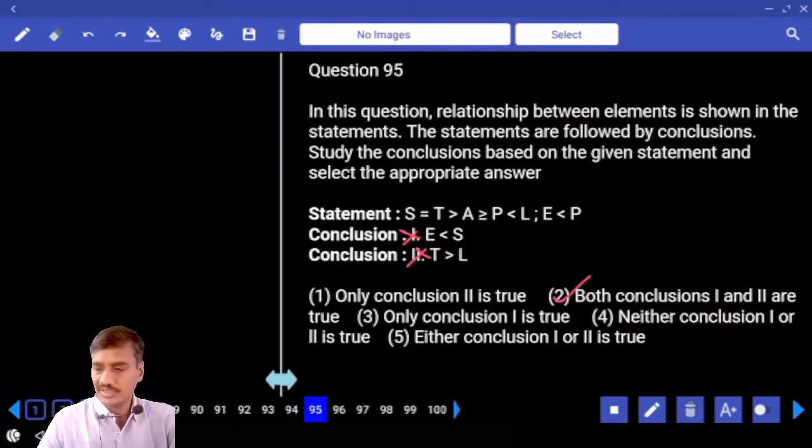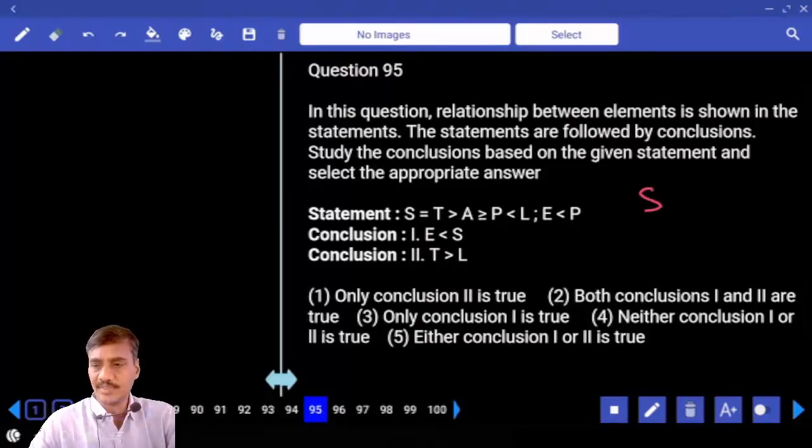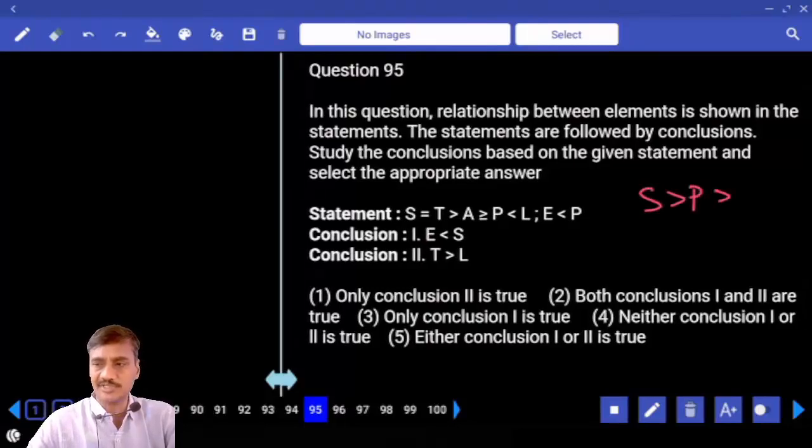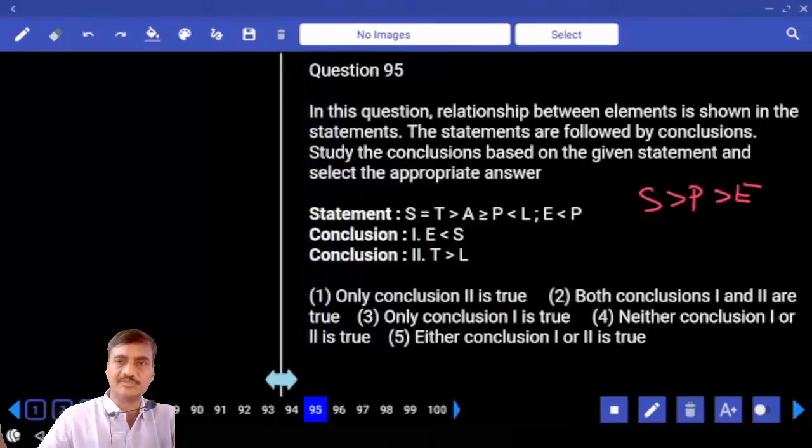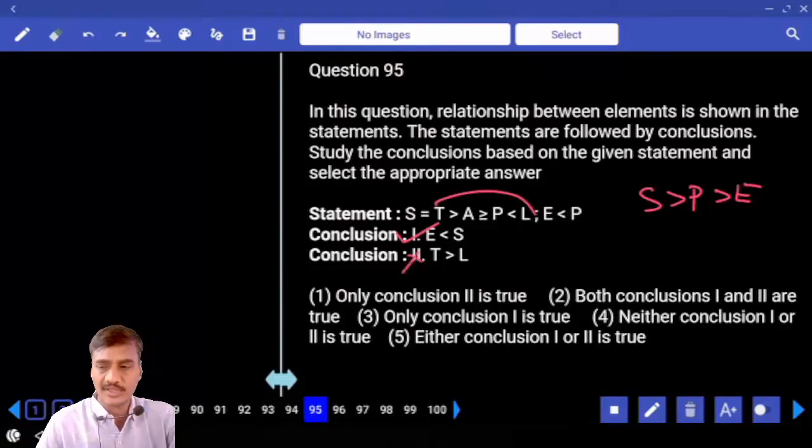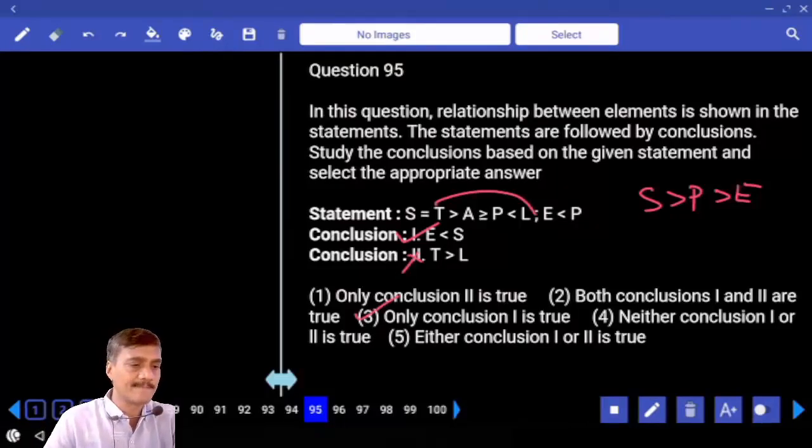And 95, E and S. S is here, E is here, which element is common? P. And S greater than P, isn't it? E lesser than P means P greater than E. S greater than P, P greater than E, S greater than E, E lesser than S. Now the relation between T and L, opposite symbol, no relation. Only 1 is 2, choice 3, 95.